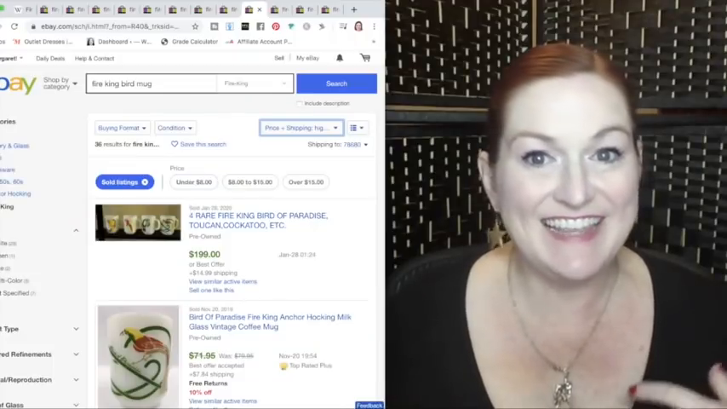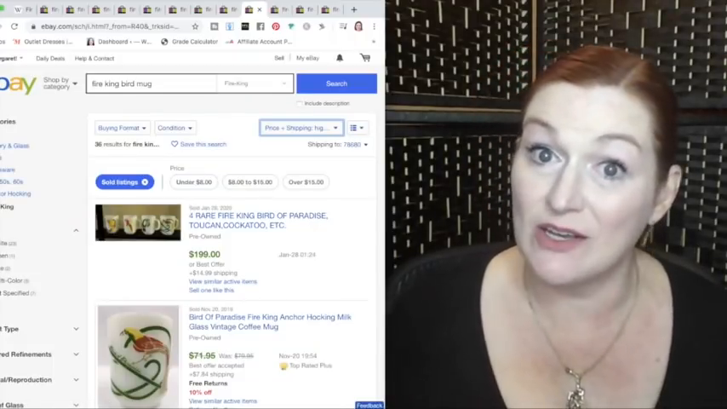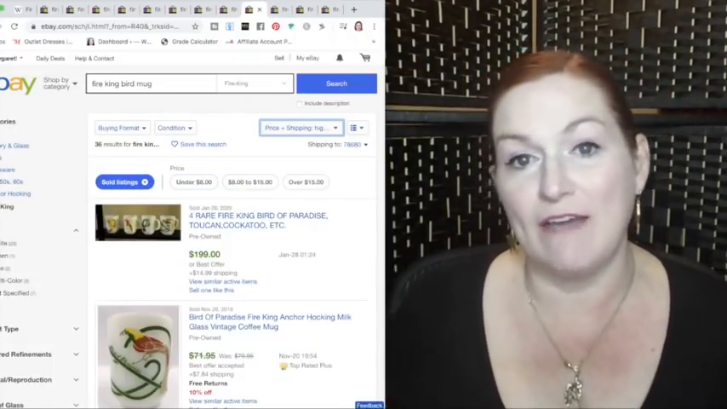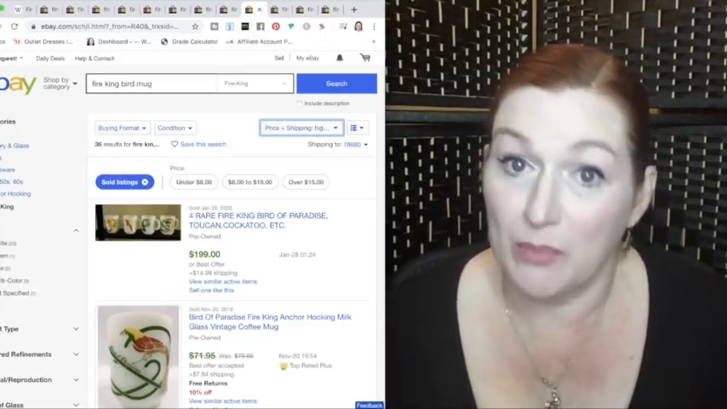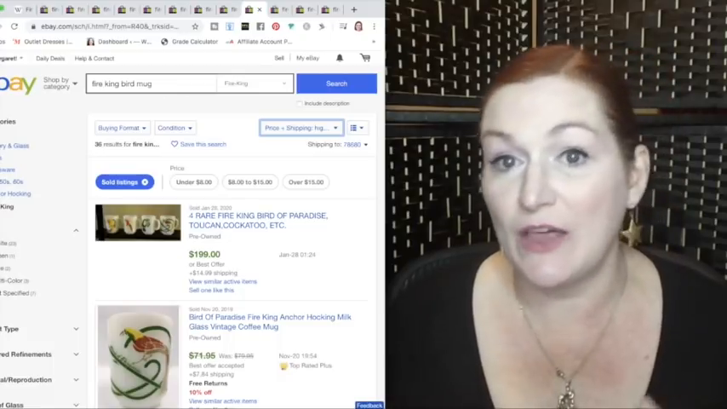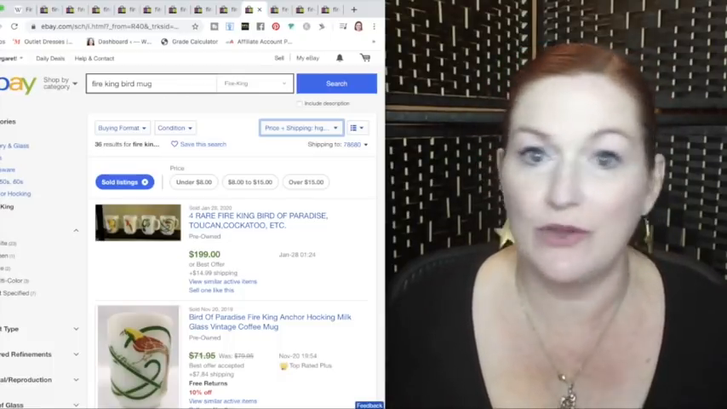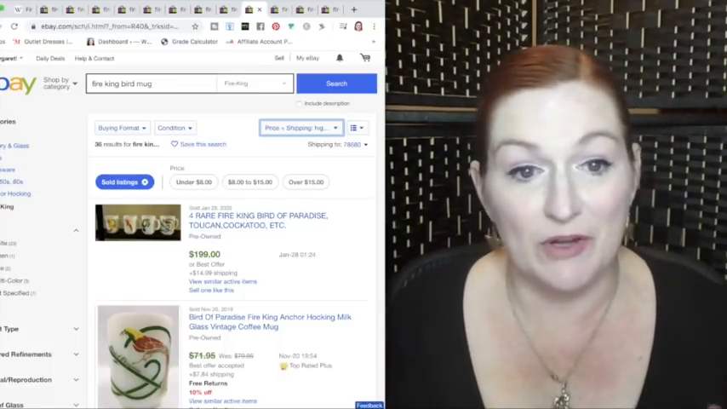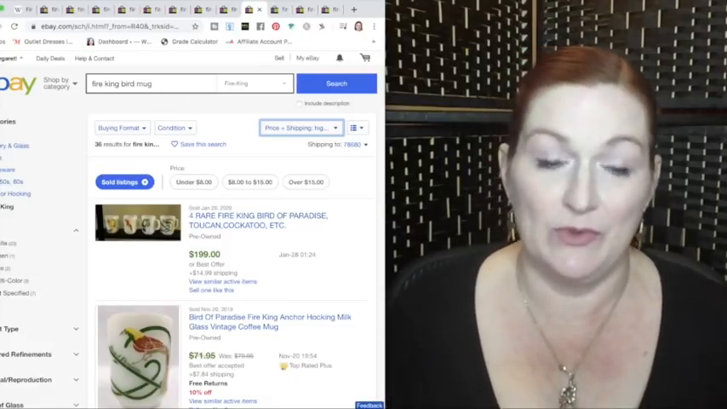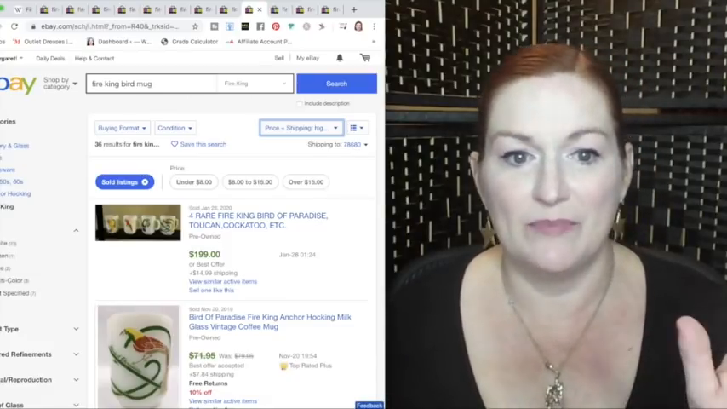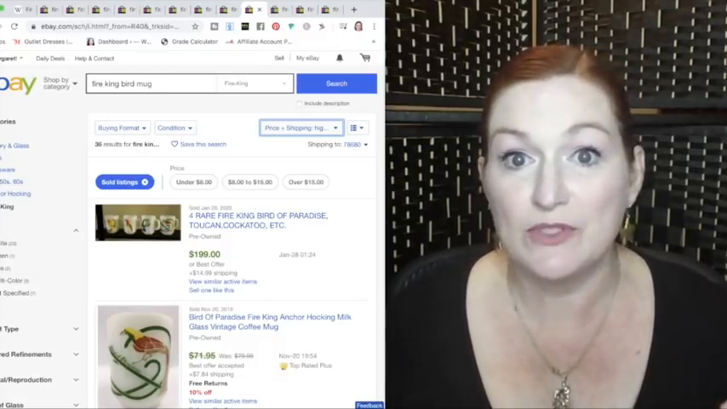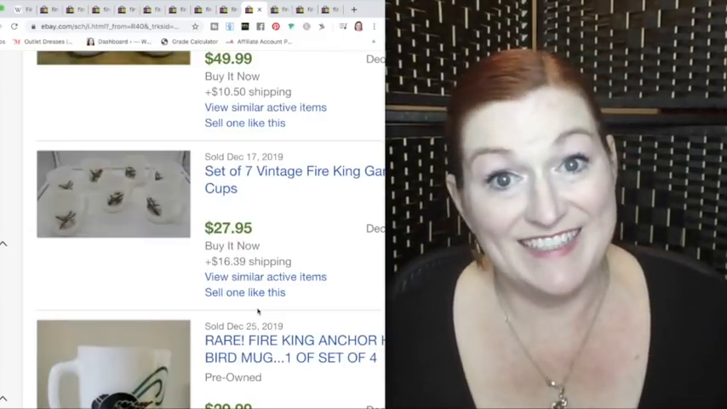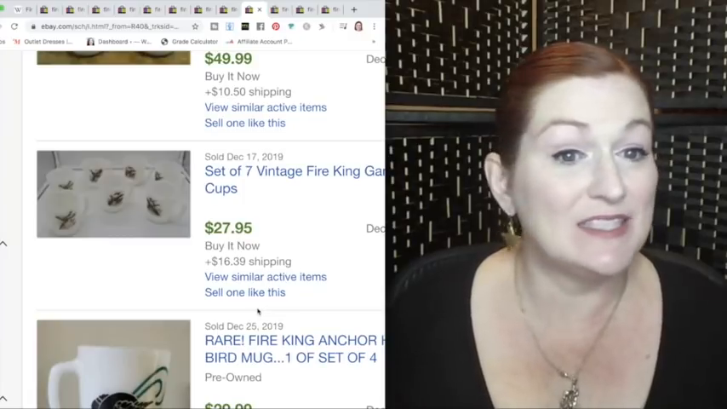So the next thing that you might want to look up or pass on even when you are looking at Fire King mugs are the bird ones. There are a couple birds that do okay, but then other bird mugs are not good ones at all. So this Bird of Paradise one is a good one to find. There are rare tropical bird mugs that you can see lotted up and sold for almost $200. But the game bird ones don't do that well.